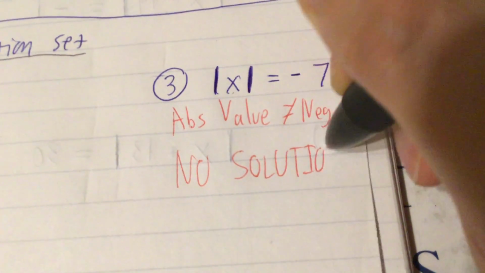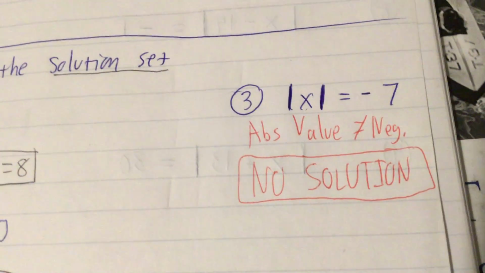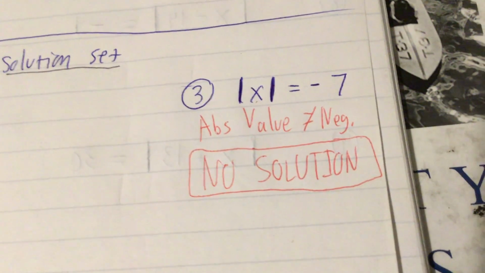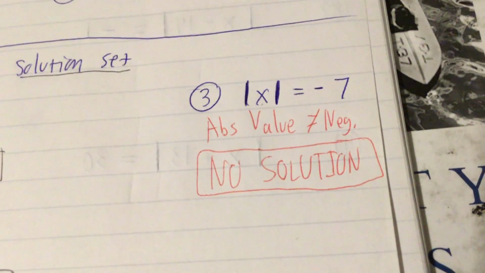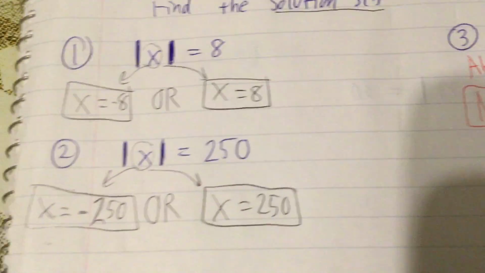I'm holding the iPad and writing at the same time, so I took a little stutter step. X has no solution when the bars are equal to a negative number. Do you overstand? And the answer is you should.